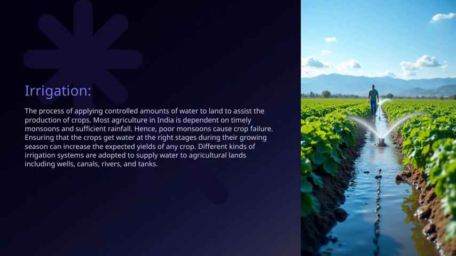To do this, farmers use different kinds of irrigation systems, such as wells, canals, rivers, and tanks, each suited to different land and water availability conditions. Overall, effective irrigation is a key part of managing water resources and boosting agricultural productivity, especially in a country like India, where agriculture plays such a vital role.